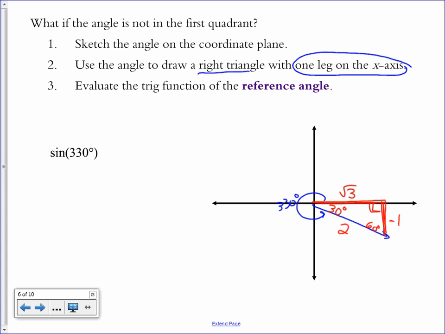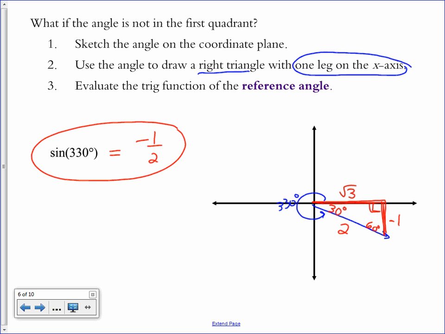Okay, and now we're ready to do step 3, which is evaluate the trig function of the reference angle. So we're going to evaluate the sine of 30 degrees in this quadrant, and that's going to be opposite over hypotenuse, so -1 over 2. And that's the final answer.